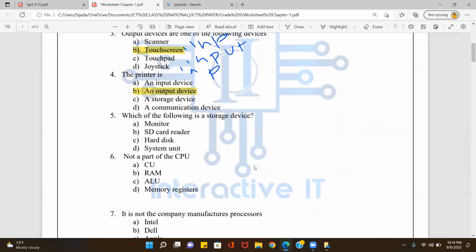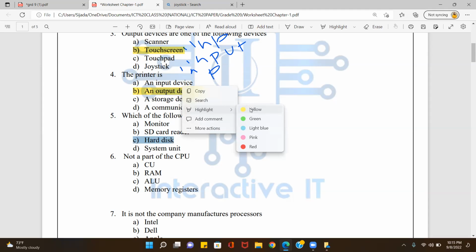Which of the following is a storage device? SD card reader is not a storage device, it's an input device. SD card means memory cards: your camera memory card, phone memory card, those are called SD cards. In everybody's laptop, not in desktop computers, you can find something called an SD card reader. If you want to take the pictures in the memory card to the computer, you use an SD card reader. SD card reader is an input device. So hard disk is the only storage device.